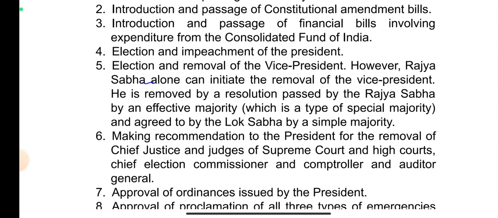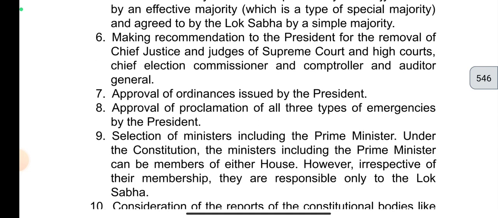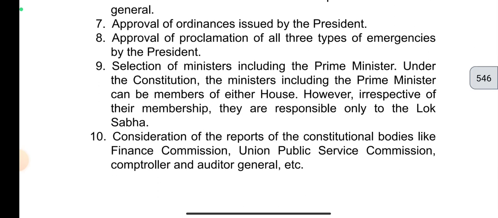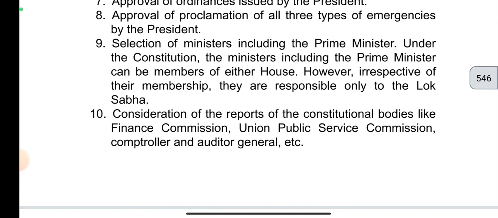He is removed by a resolution passed by the Rajya Sabha by an effective majority, which is a type of special majority, and agreed by the Lok Sabha by a simple majority. Making recommendation to the President for the removal of Chief Justice and Judges of Supreme Court and High Court, Chief Election Commissioner and Comptroller and Auditor General, approval of ordinances issued by the President, approval of proclamation of all three types of emergencies by the President, selection of ministers including the Prime Minister under the Constitution.